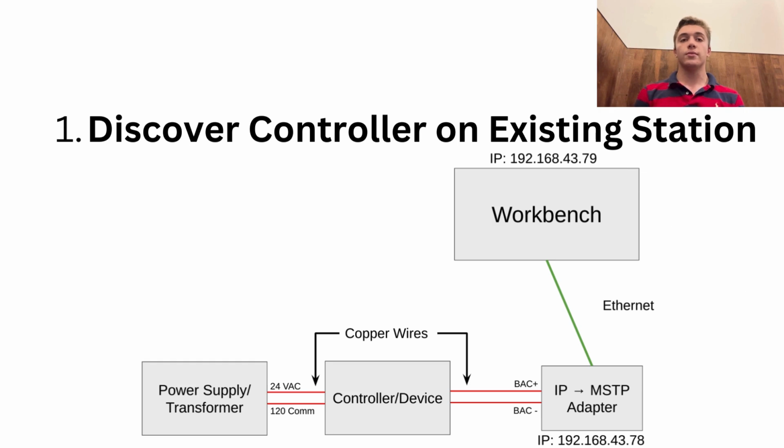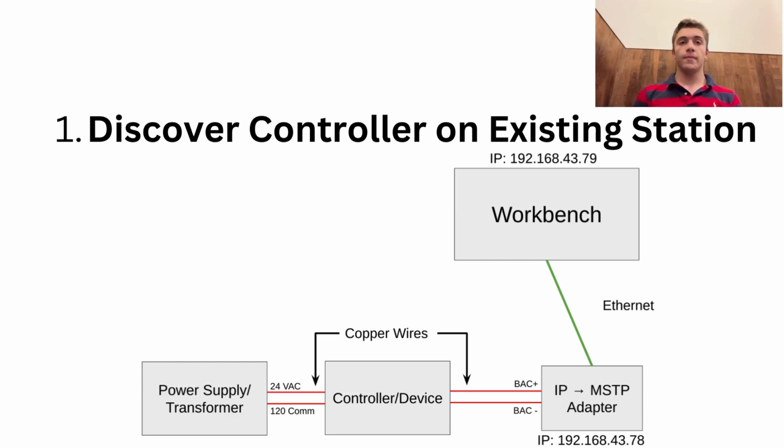Anyway, as we can see in the diagram, we have Ethernet cables connecting to the adapter and the workstation, with copper wires connecting the adapter, controller, and power. We have to physically connect these ports with wiring by screwing them into place, and to know which wires went where, we had to carefully read the labels on the pieces to see which wire was 24 VAC, BAC+, BAC-, etc.